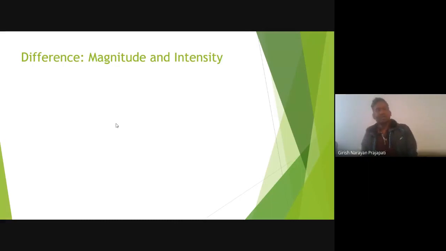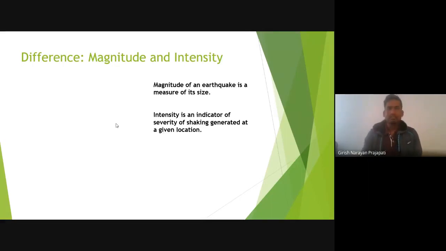So, the difference between magnitude and intensity. The magnitude is the quantitative measure of an earthquake, whereas intensity is the qualitative measure. The magnitude of an earthquake is the measure of its size, like what is the size of my earthquake, whereas intensity is the indicator of the severity, like how severe the ground shaking is at a given location.